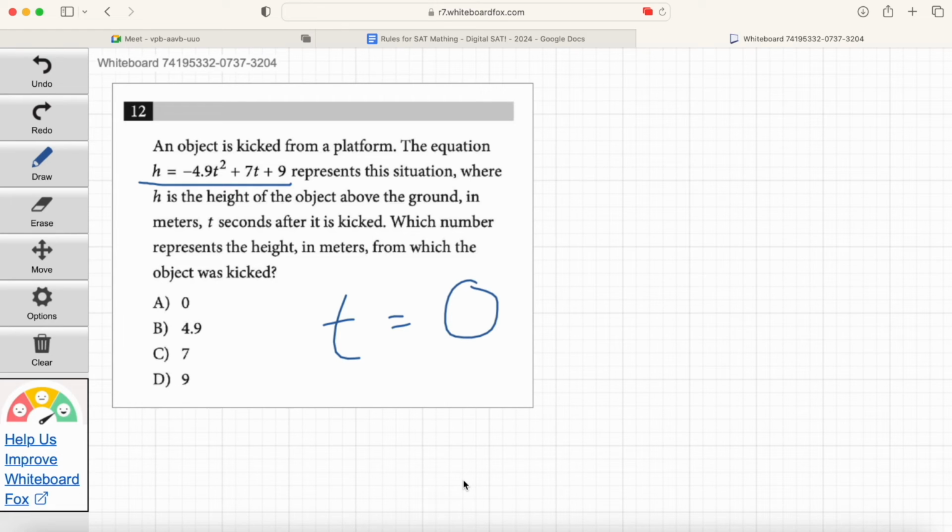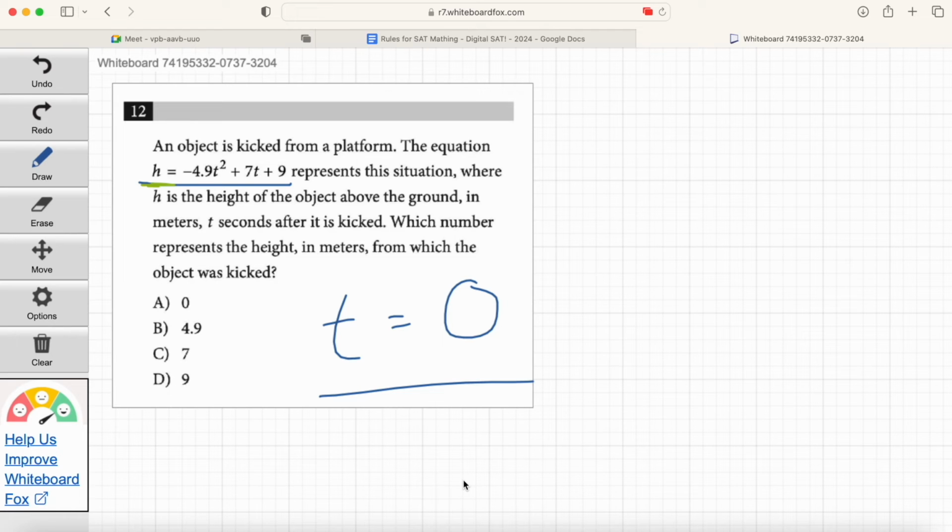Is that clear? Yes. Catherine, Emma, does that make sense, why the t value is 0 when the object was kicked? Yes. Good. You've got to make that connection. I've seen a lot of questions like this on the digital SAT. They like these kinds of situations. But if you can draw out that information, then we're just plugging in values. If we plug in 0 for t, we get the height when t is 0, which is the height when the object was kicked.